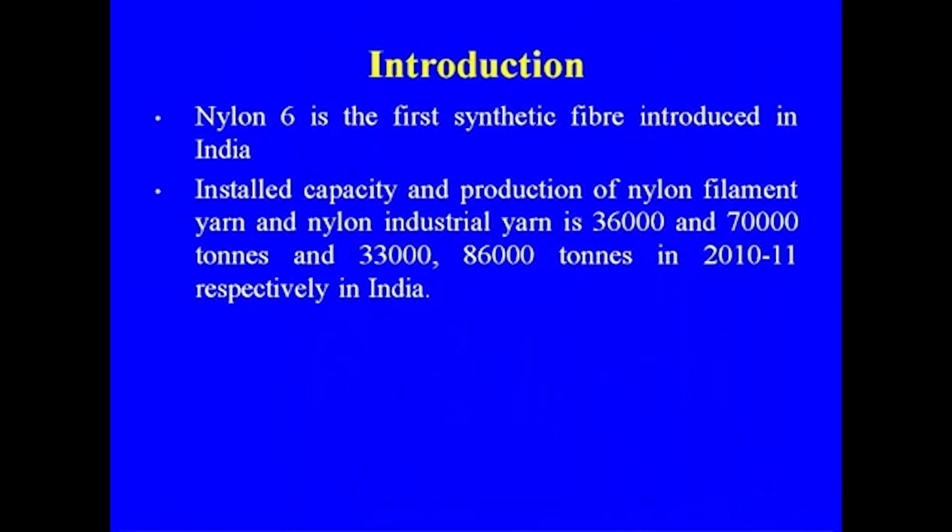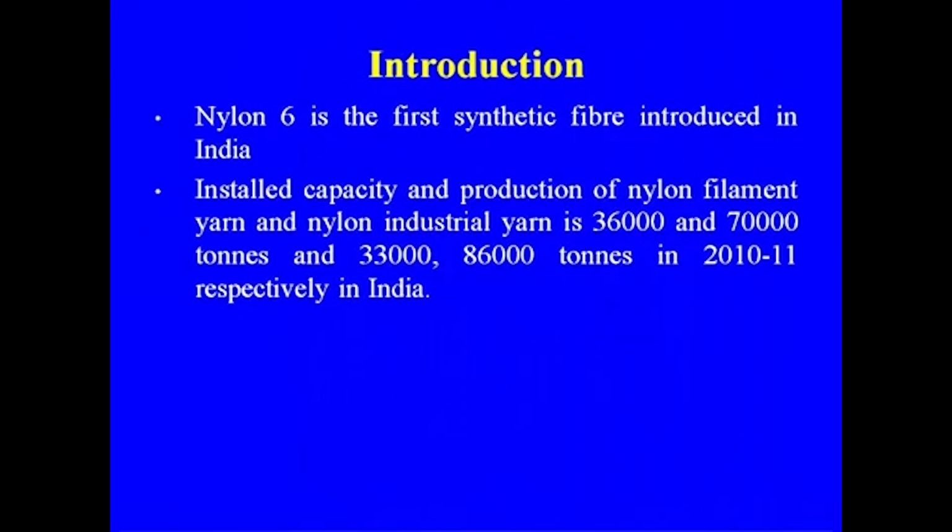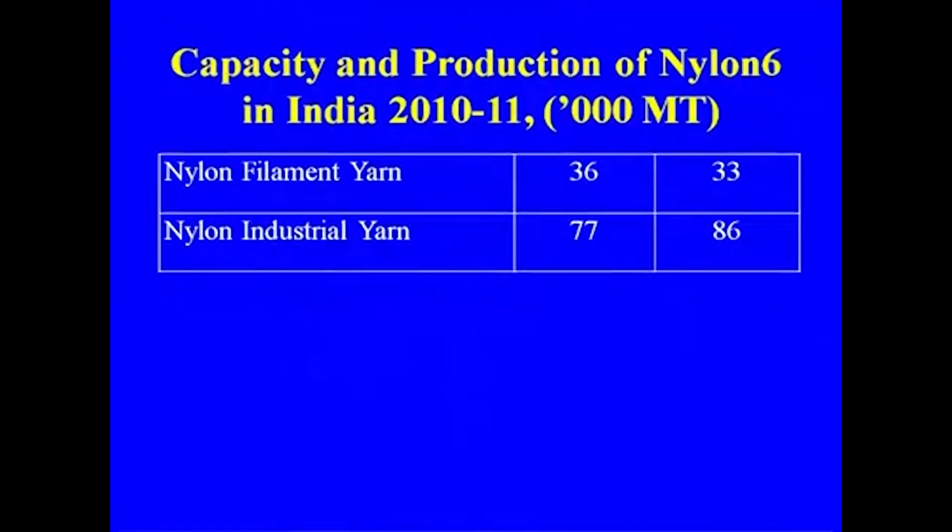Nylon 6 is the first synthetic fiber introduced in India, and I remember it came to the market during 1960. The installed capacity and production of nylon filament yarn and nylon industrial yarn were 36,000, 70,000, 33,000 and 86,000 tons in 2010-11 respectively in India. This was the figure of production. So far as caprolactam is concerned, this is the capacity and production of nylon 6, nylon filament yarn and nylon industrial yarn.